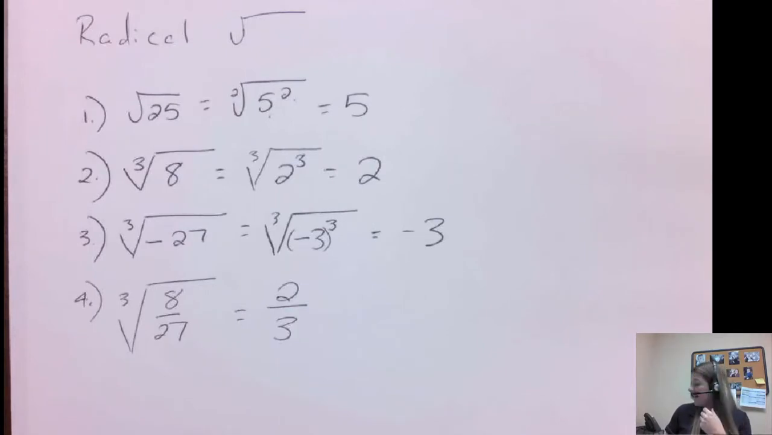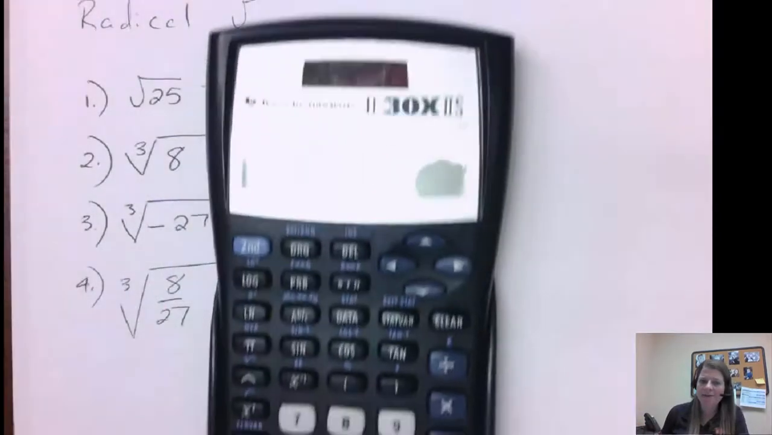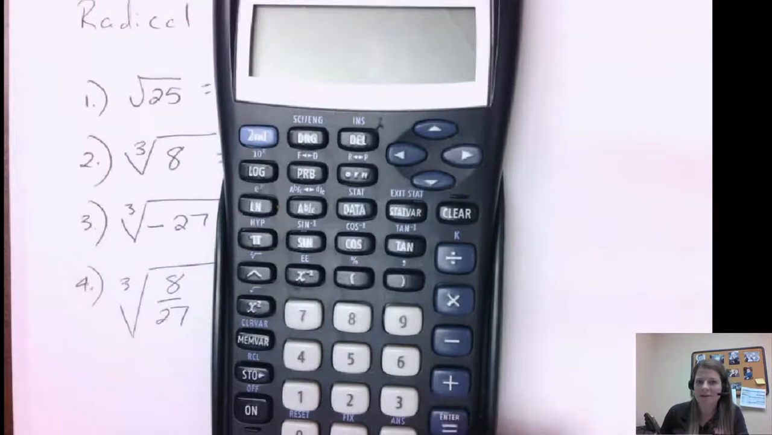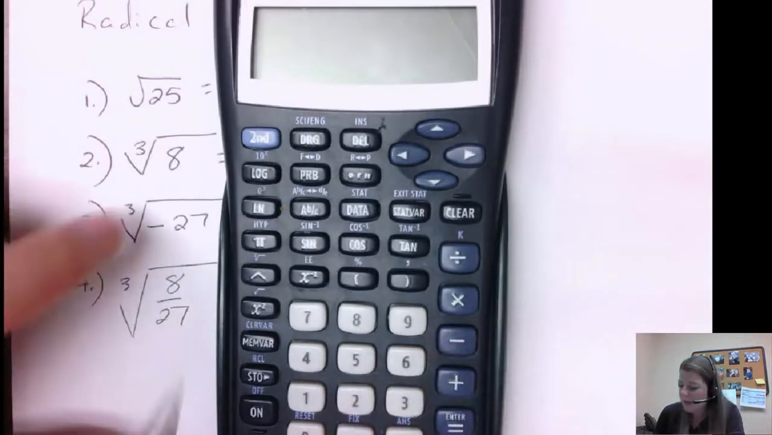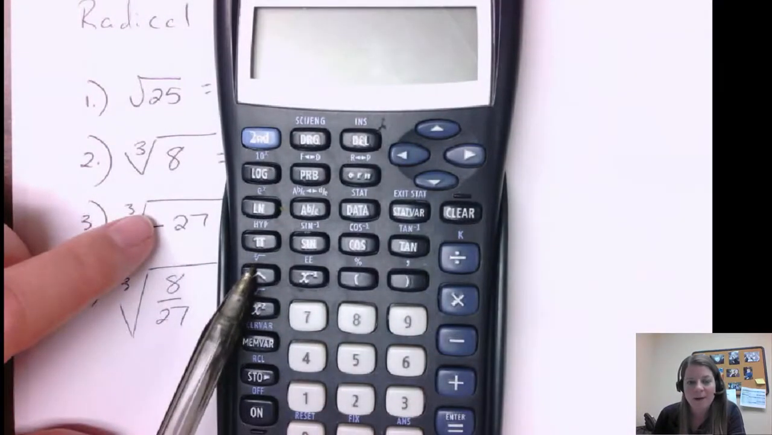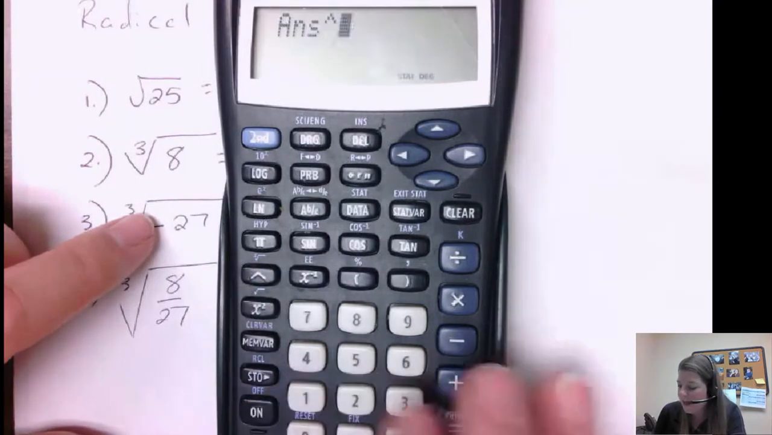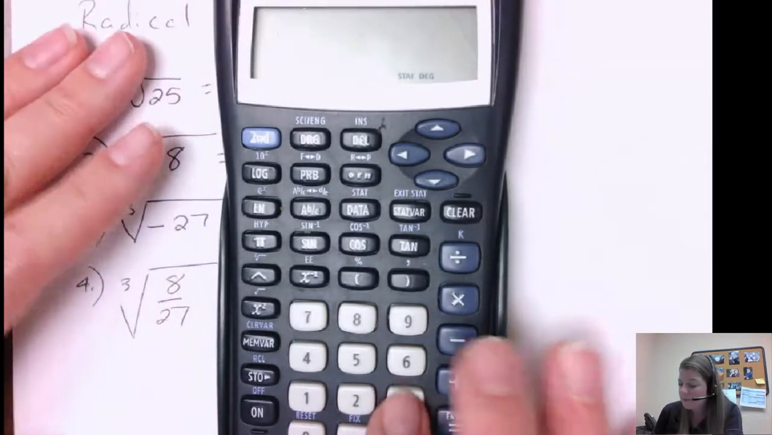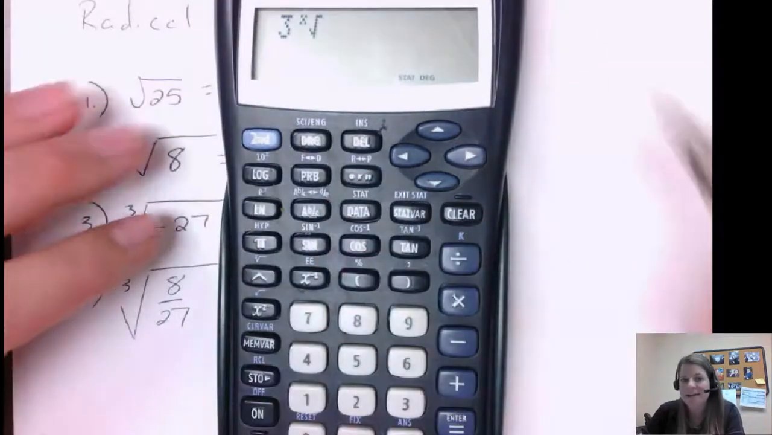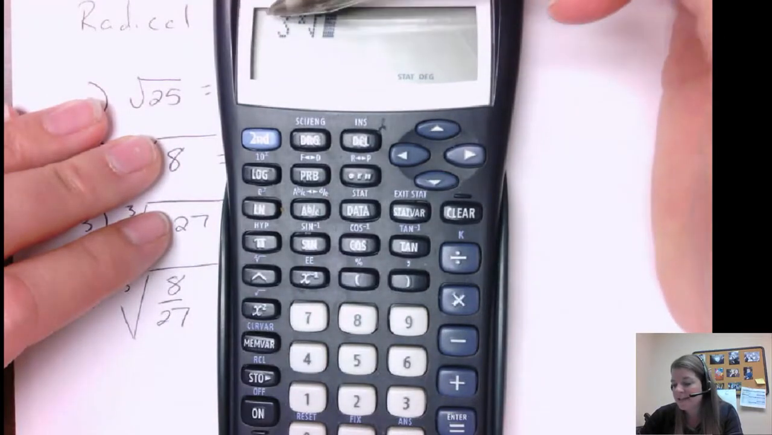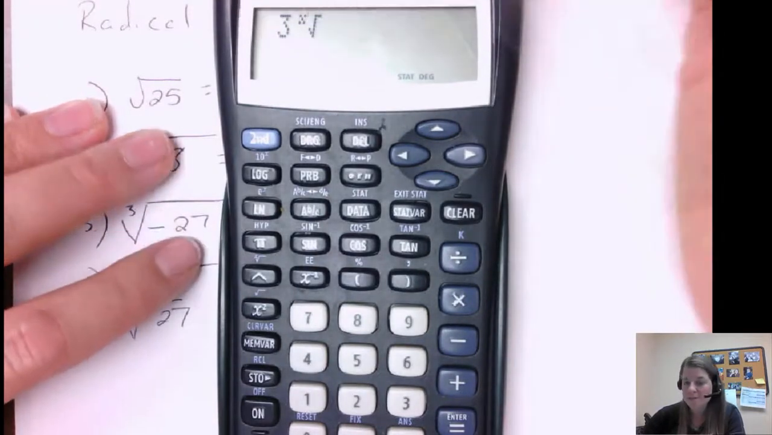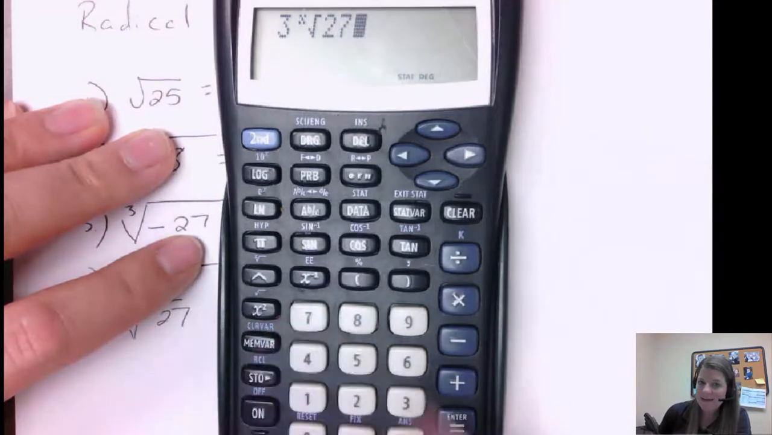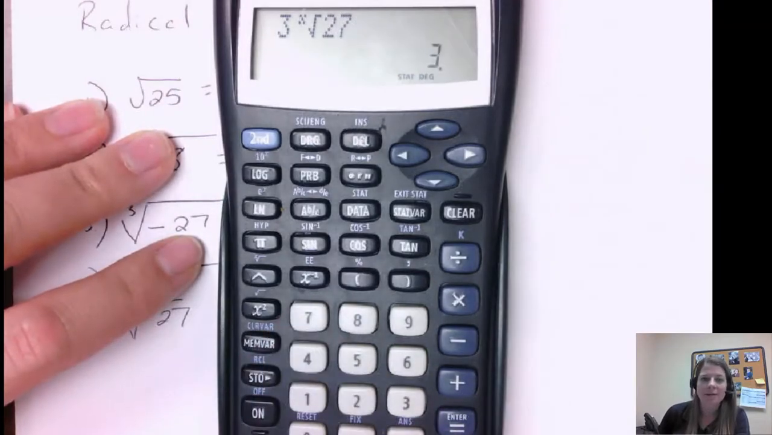You can also estimate these on the calculator. I always have to make sure it's up a little higher so that you can actually see it. I have a power root key right here, and it's got x third root. If I want the third root of 27, I'd hit 3 and then the button, and that's saying the third root of 27, and it should give me 3.